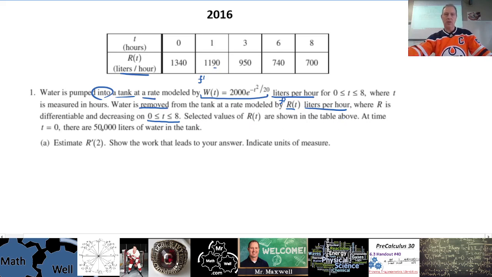At time t equals 0 there are 50,000 liters of water in the tank. So we have a bit of a starting amount.